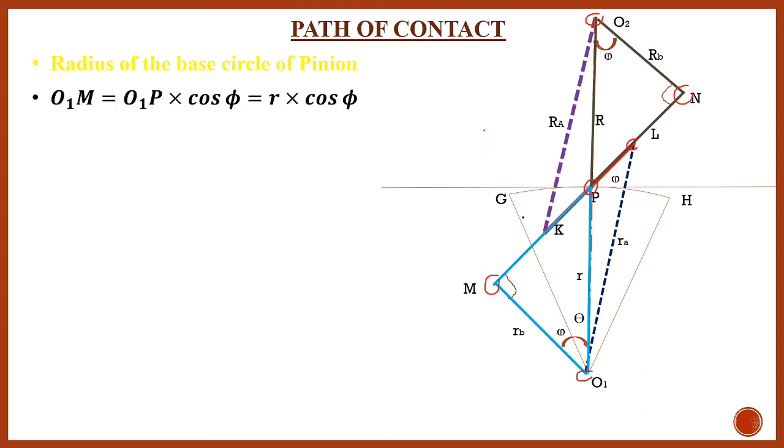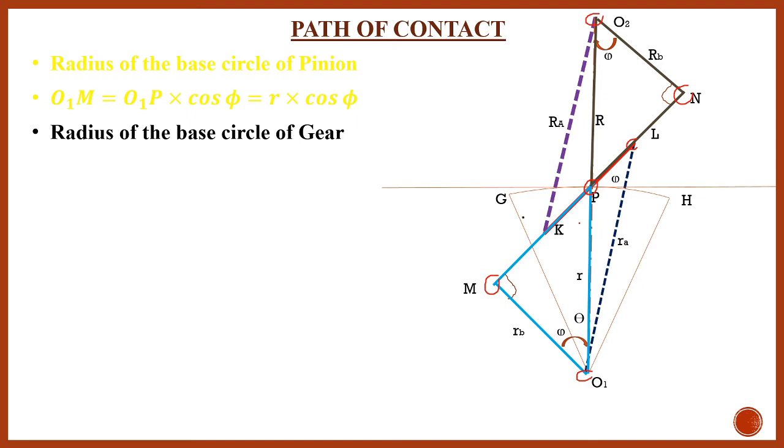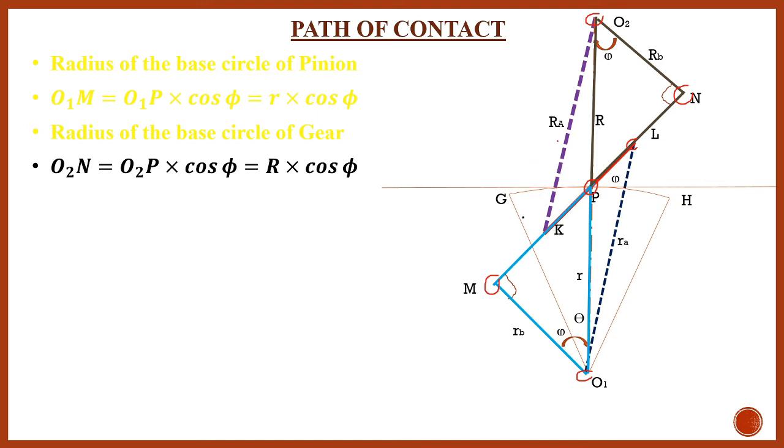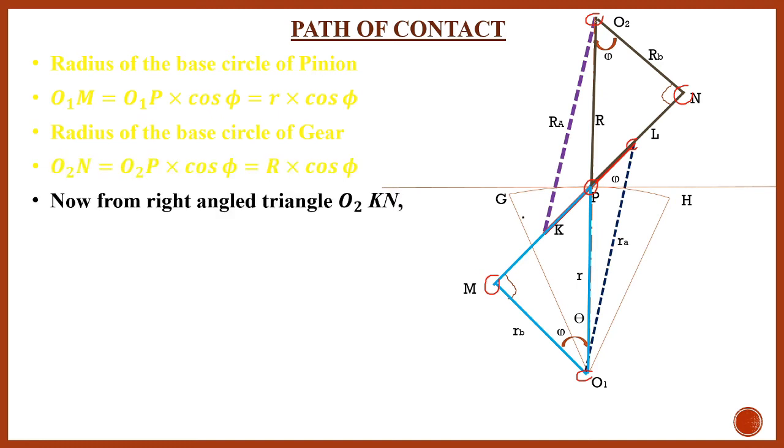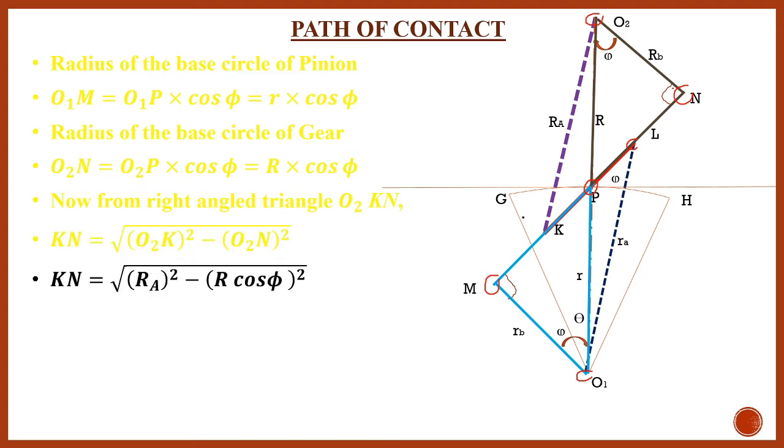The radius of the base circle of the pinion, O1M, is equal to r cos phi. Just consider this right angle triangle O1MP. Again, consider the second right angle triangle O2NP, and you can find out O2N is equal to R cos phi. Now consider the next right angle triangle O2NK. In this O2NK, KN is equal to, this is the hypotenuse, so the square root of O2K square minus O2N square. That means O2K is the addendum circle radius of the gear, and O2N is equal to R cos phi. We already derived this.